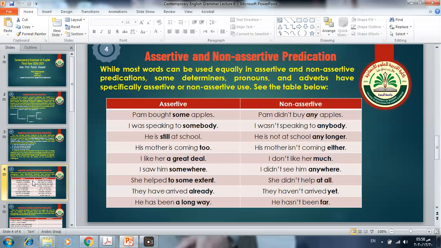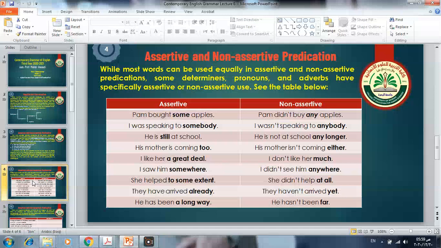While most words can be used equally in assertive and non-assertive predications, some determiners, some pronouns, and some adverbs have a specifically assertive or non-assertive use. So look at the table below. As you see, we have two columns. In the first column, we have the assertive sentences, and in the next column, we have the non-assertive sentences.